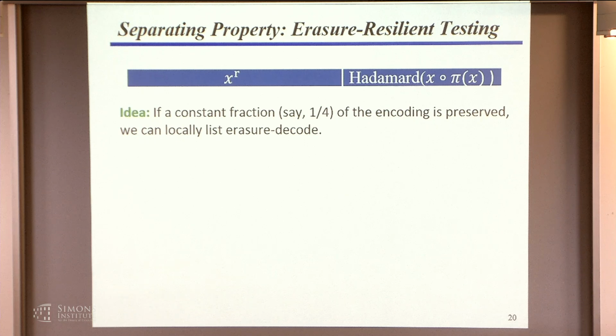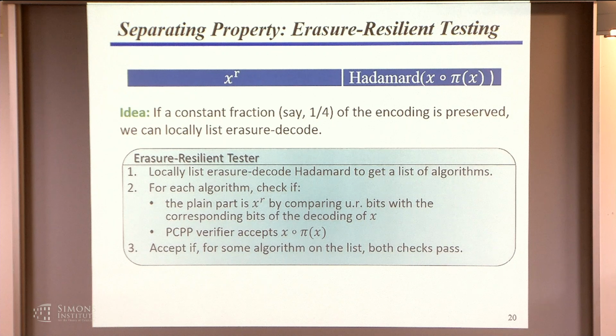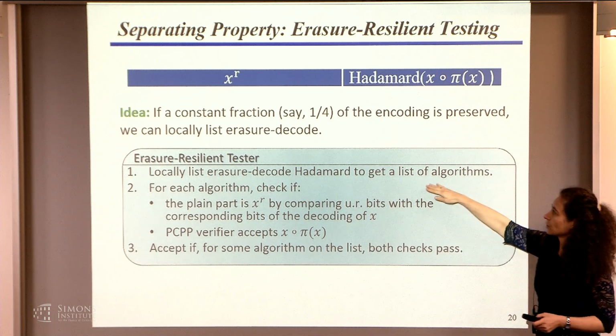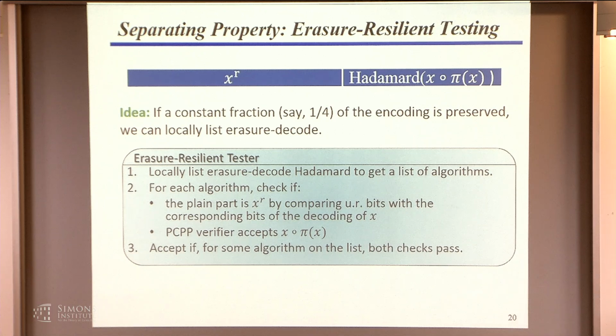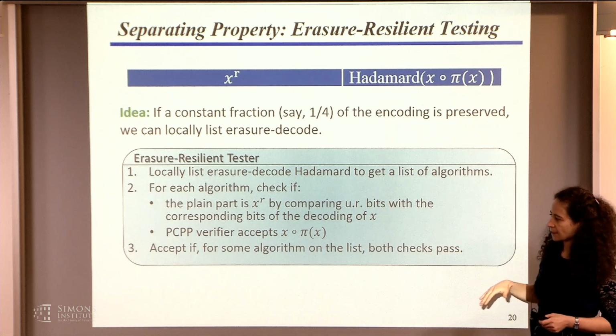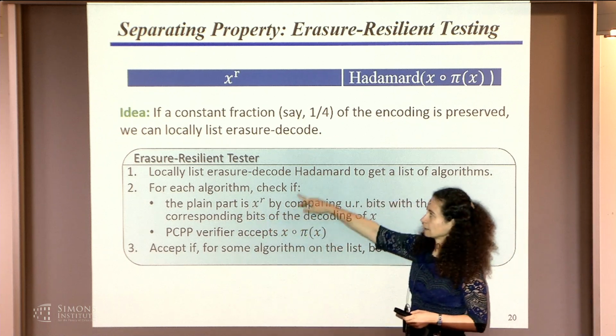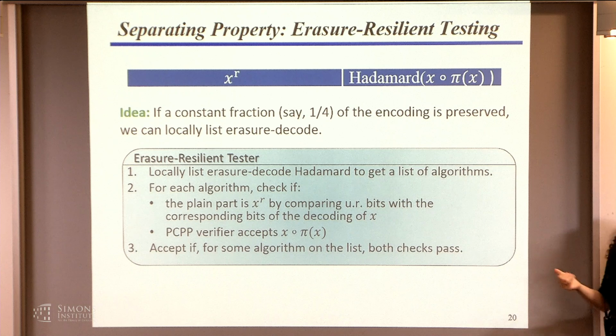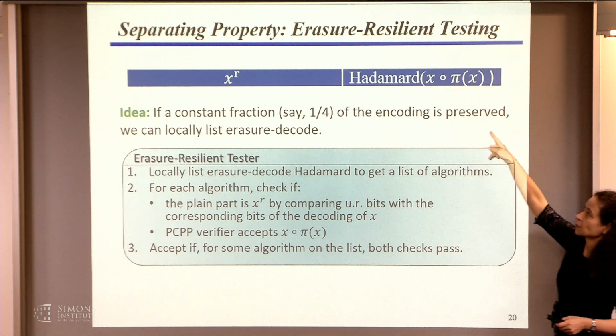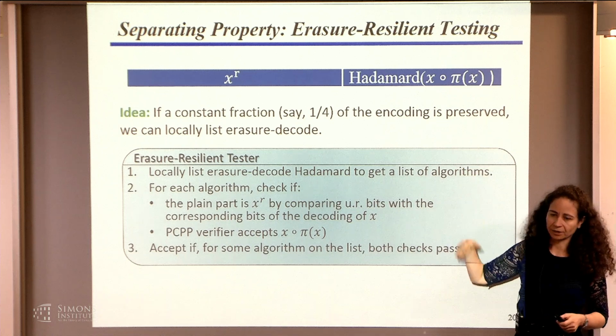Now we would like to show that we can actually test it with an erasure-resilient algorithm. The idea is that if a constant fraction, let's say 1/4 of the encoding, is preserved, we can still locally erasure decode. Here's a high-level overview of the tester. It locally list erasure decodes the Hadamard encoding, and gets a list of algorithms. For each algorithm, it checks two things. First, it checks whether the plain part, the first part, is actually repetitions of the decoded x, and it does this by sampling random bits.